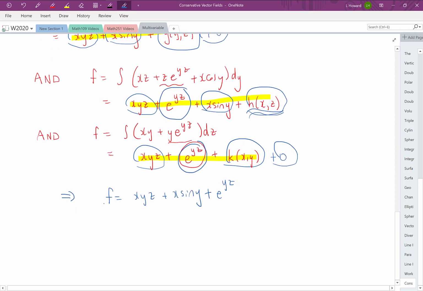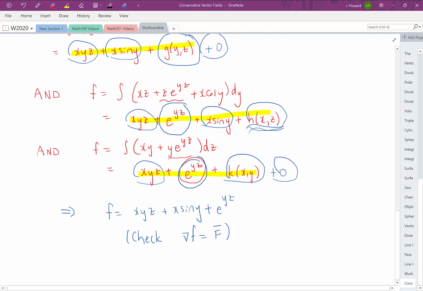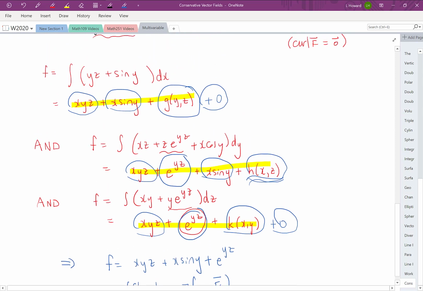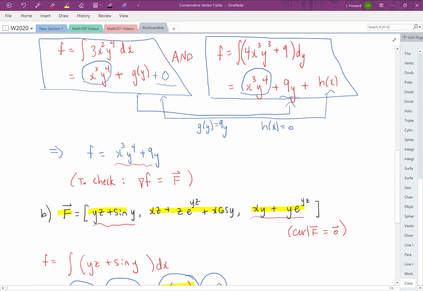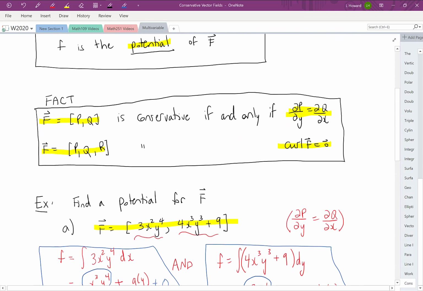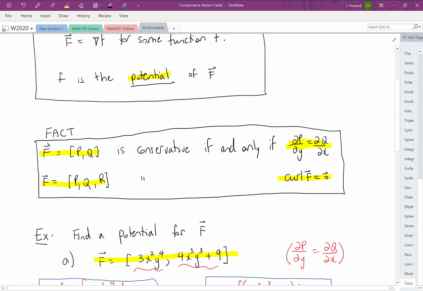If you did want to check your answer, the whole point here is that the gradient of this function is supposed to equal our vector field. So we can check that and just confirm that we've done everything correctly. So we've seen how to find potentials for vector fields with either 2 or 3 components. And we've also seen how to check quickly whether a vector field is conservative.